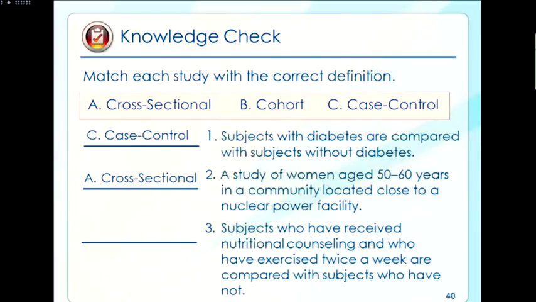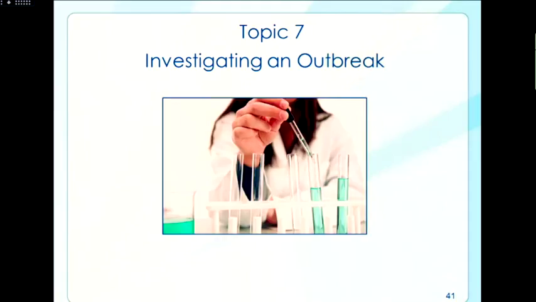And finally, subjects who have received nutritional counseling and who have exercised twice a week are compared with subjects who have not. What kind of study is this? This is a cohort study. So for the last portion of the course, we're going to review the steps to investigate an outbreak.